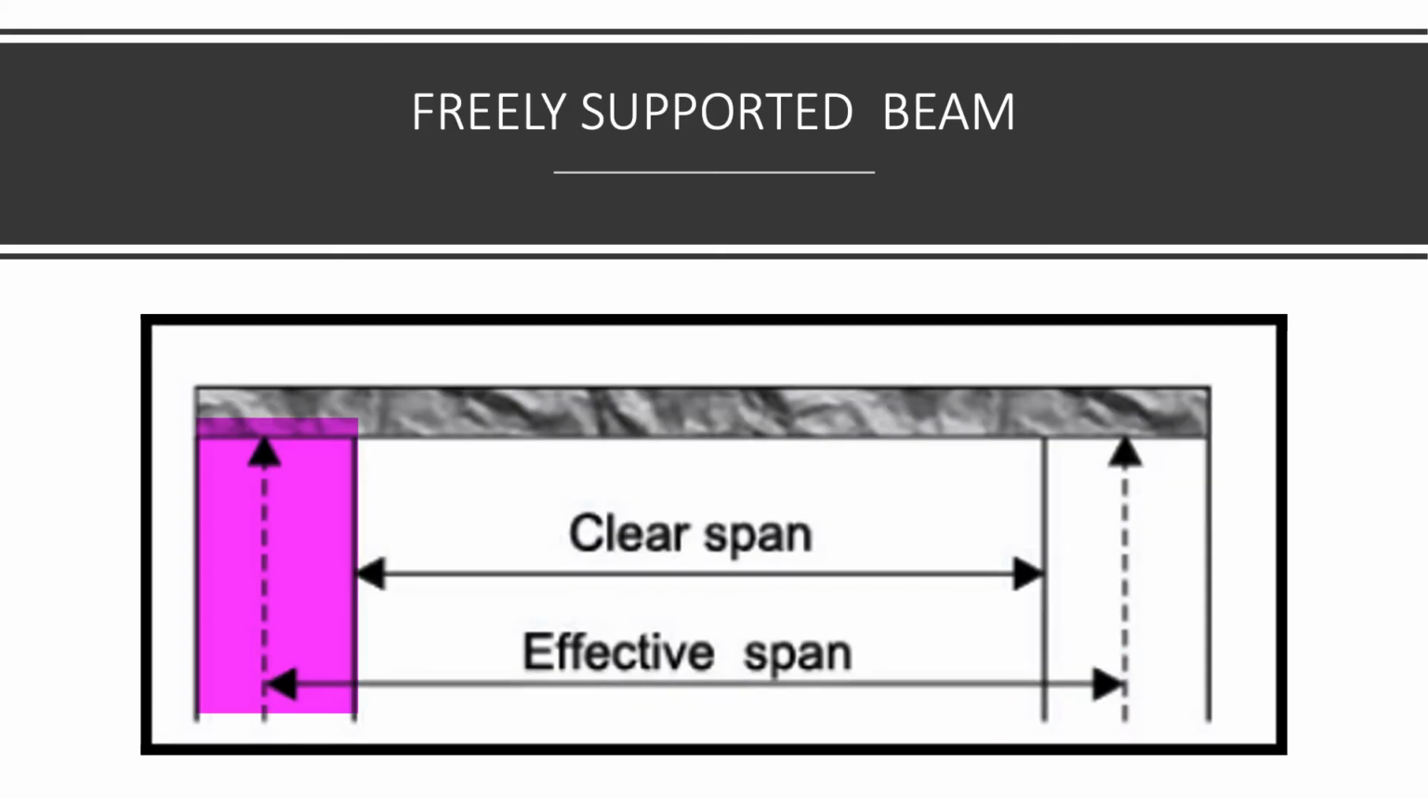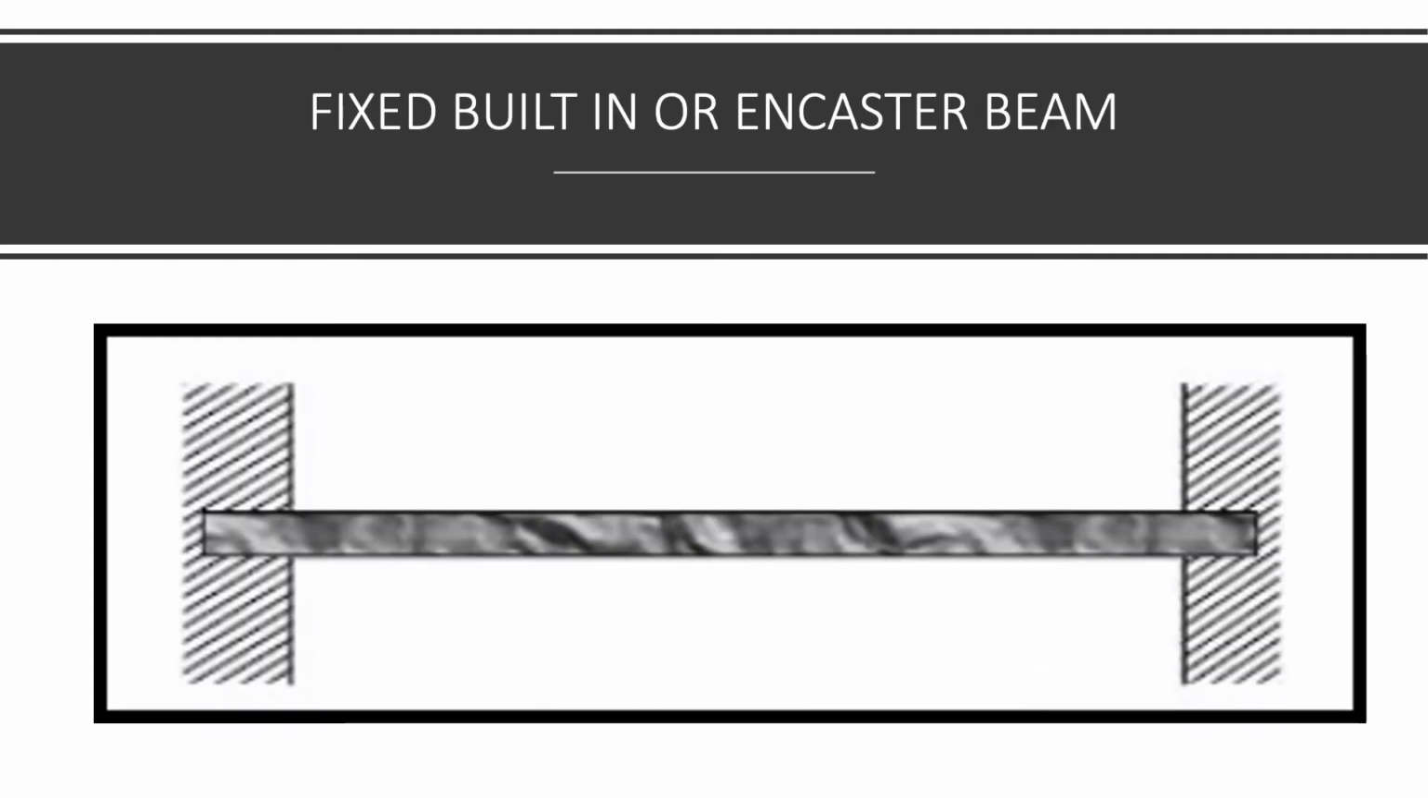Freely supported beam. A beam with its ends resting freely on supports which may be walls or columns is called a freely supported beam. Fixed built-in or ENCASTER beam. A beam with its ends built in into the end walls is called a fixed built-in or ENCASTER beam.